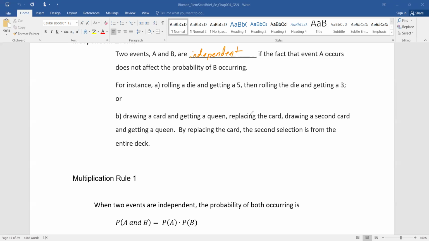Or drawing a card and getting a queen, replacing the card and drawing a second card and getting a queen. By replacing the card, the second selection is from the entire deck, so it did not affect the probability of the second card.